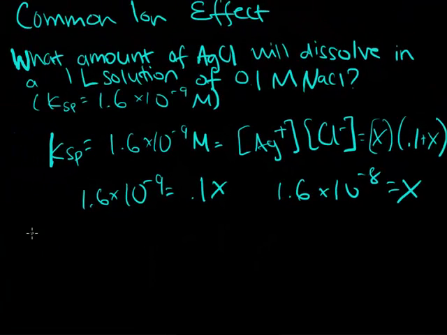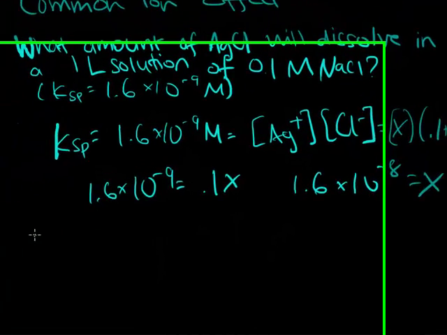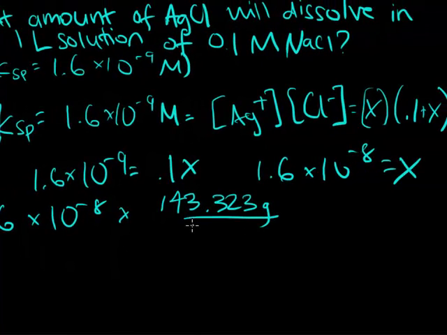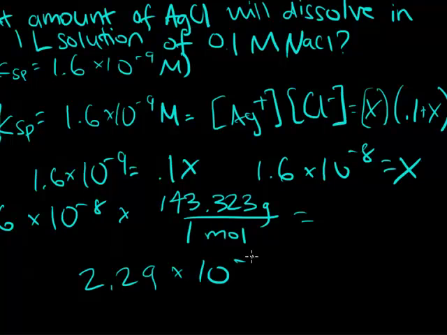Now you have to convert to grams per liter. So you'll have to multiply that by the molar mass, which is 143.323 grams per 1 mole. And you will end up with 2.29 times 10 to the negative 6 grams per liter. And so that's your answer. 2.29 times 10 to the negative 6 grams of AgCl will dissolve.